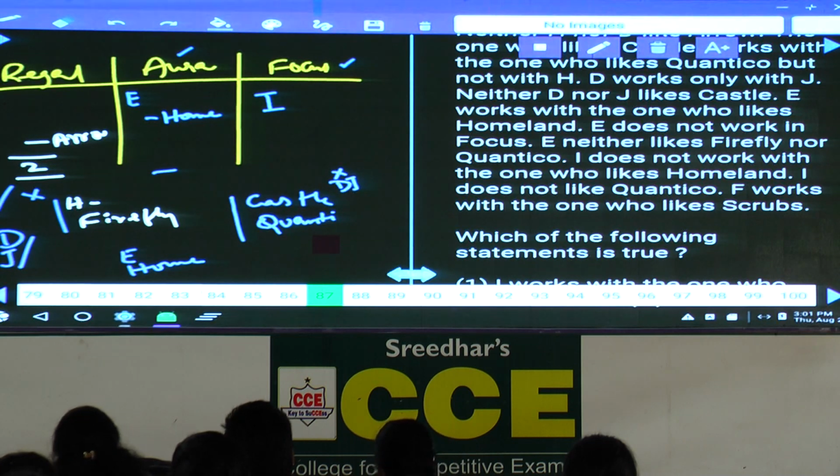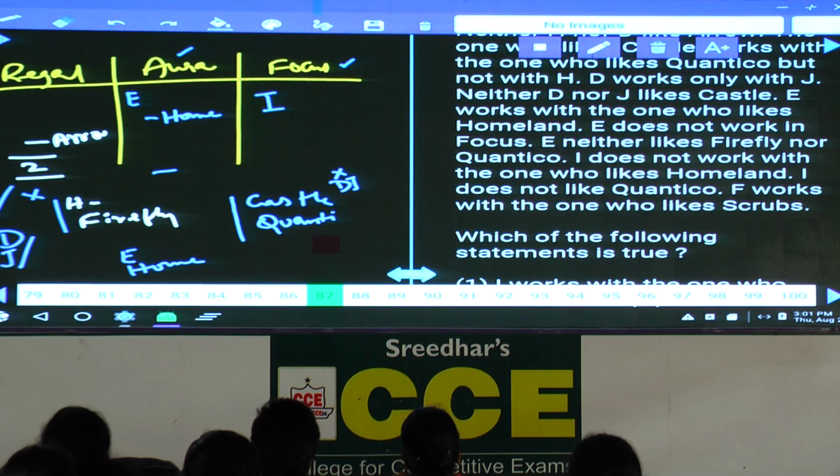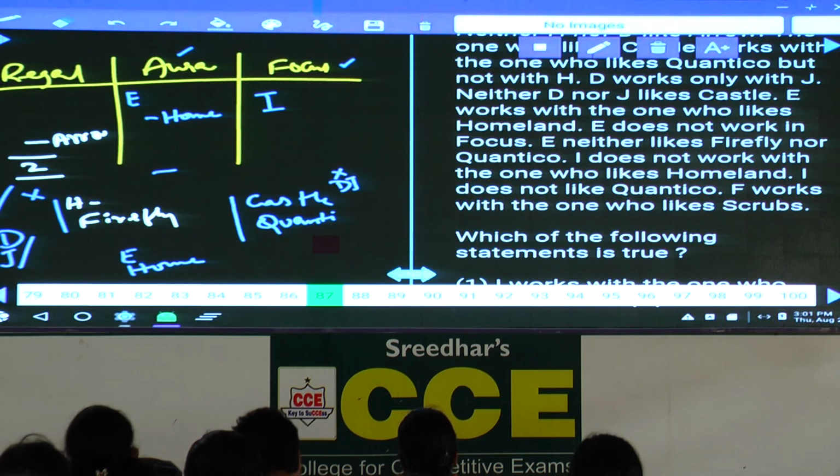And F works with the one who likes curves, so F and curves must be here. As F and curves must be here, then H and firefly, tell me, where should this H and firefly be?